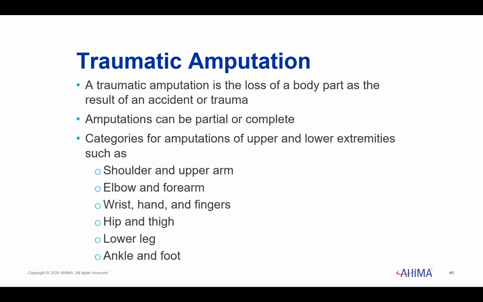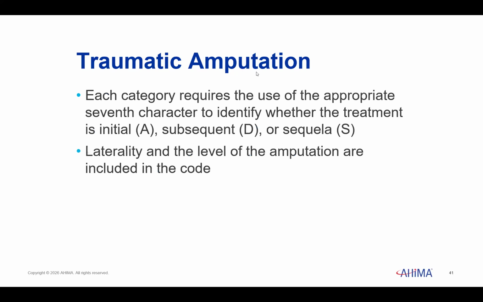Traumatic amputation is the loss of a body part due to an accident or trauma, and this can either be partial or complete. The codes are organized by site for both upper and lower extremities. And again, we see our old friends A, D, or S for initial, subsequent, or sequela with traumatic amputations. And as you would expect by now, these also require the laterality in addition to the seventh character of A, D, or S.